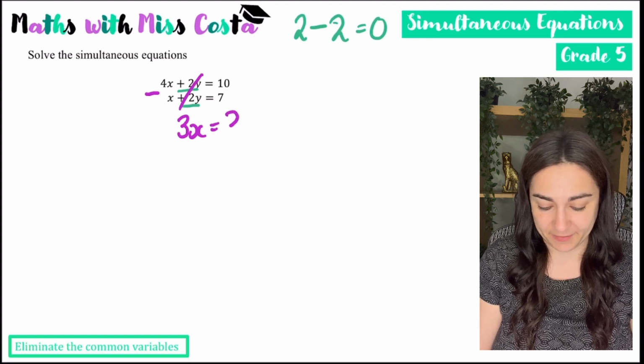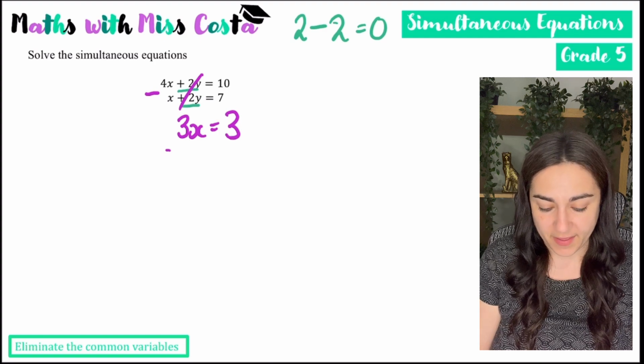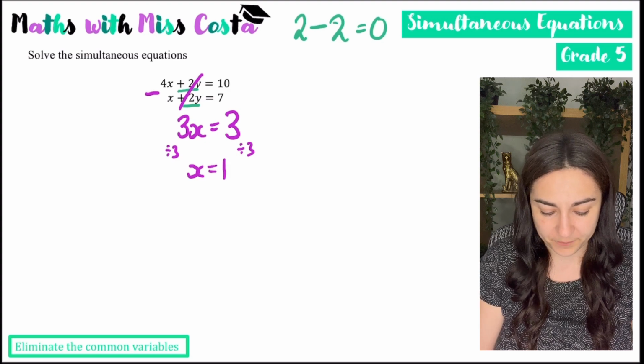And 10 take away 7 is 3. So I know that 3x equals 3. I then just solve the equation in order to find the value of x. And in this case, x has a value of 1.